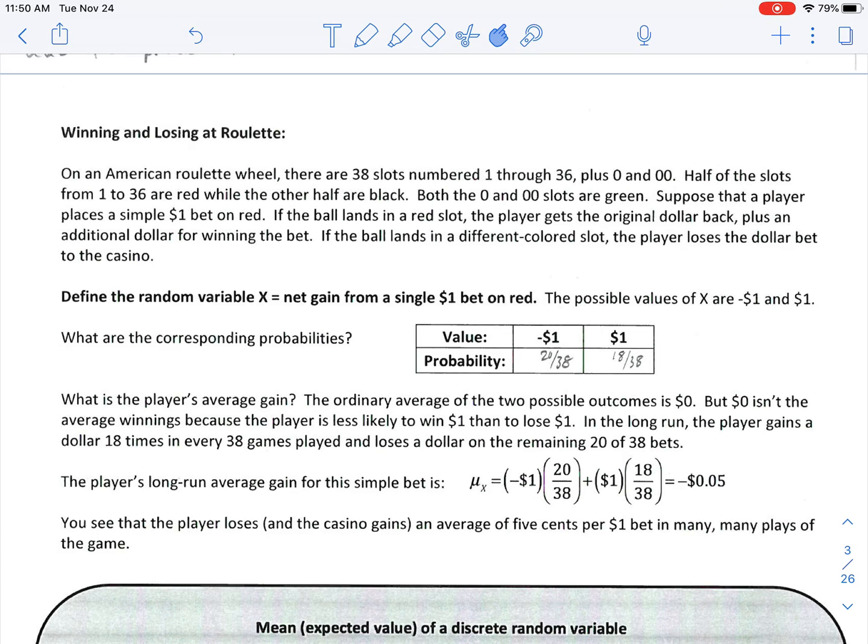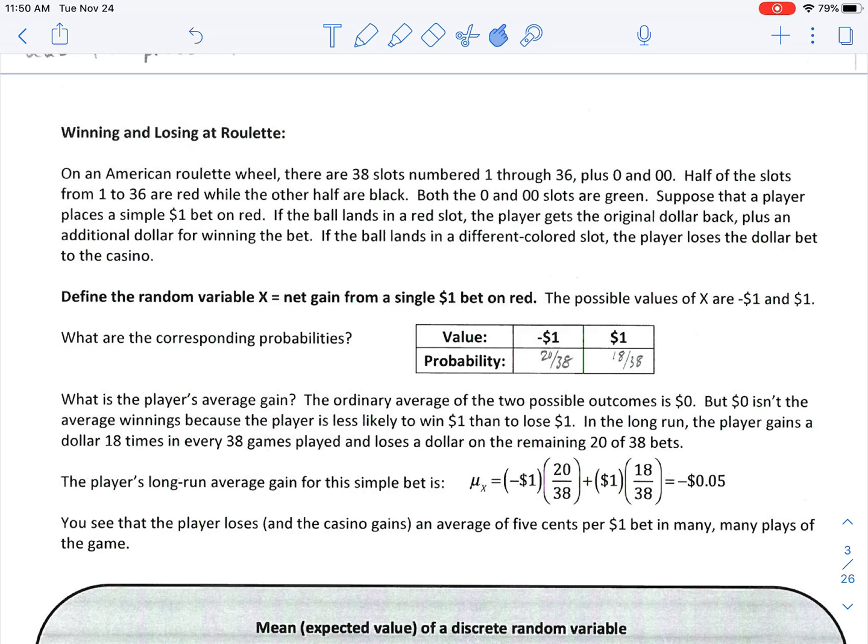Okay? And you could be risky and pick a certain number. Like, let's say your favorite number is 13, and you're like, I'm putting all my money on 13. And if it hits 13, you win a lot of money. And if it doesn't hit 13, well, you lose. Half of the slots numbered 1 to 36 are red, while the other half are black. And then there's a 0 and a 00. So that's how you make 38 slots. And those are green. So not quite half are red, not quite half are black, just a little bit less than half.